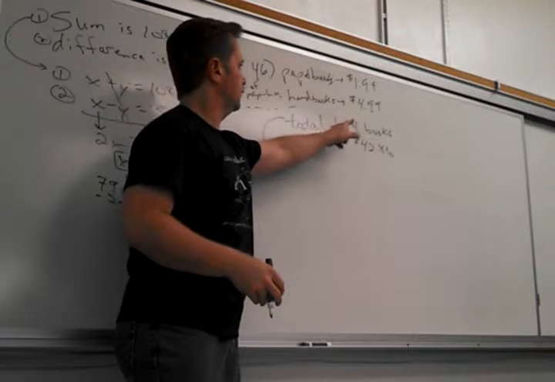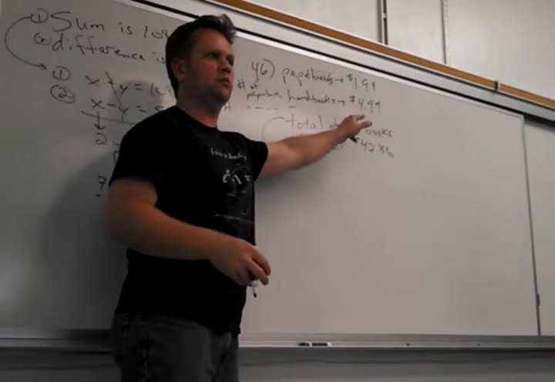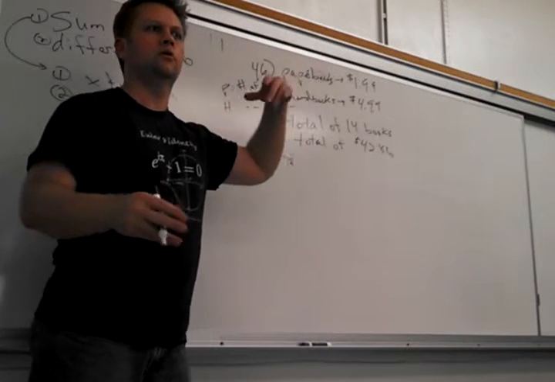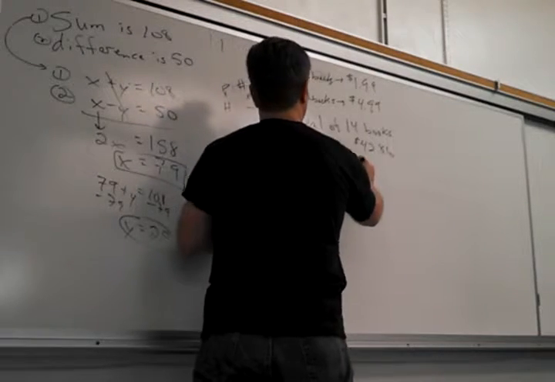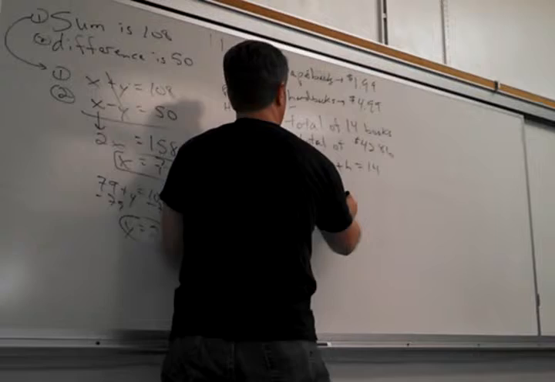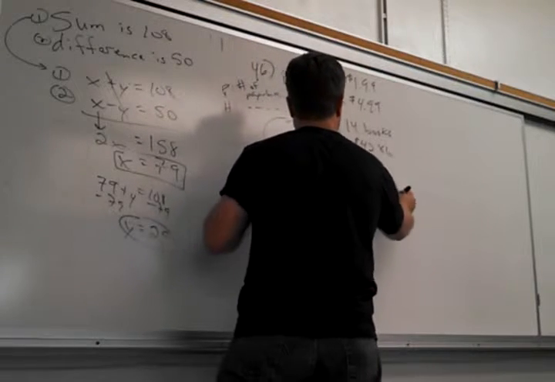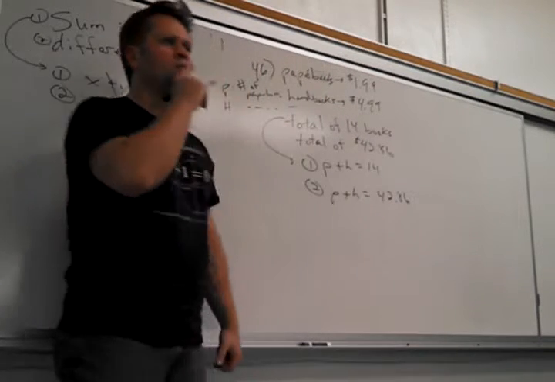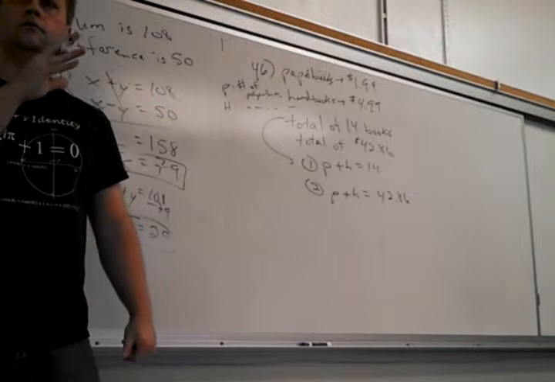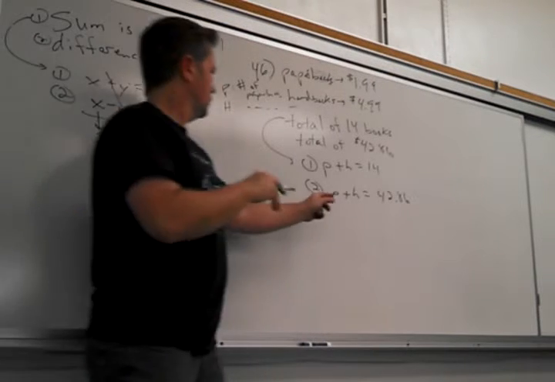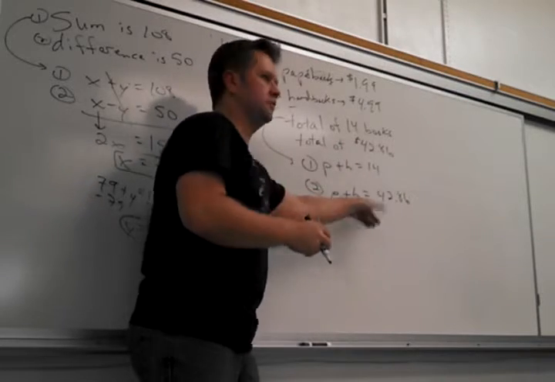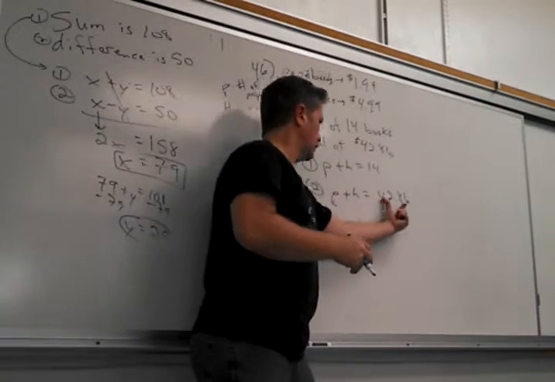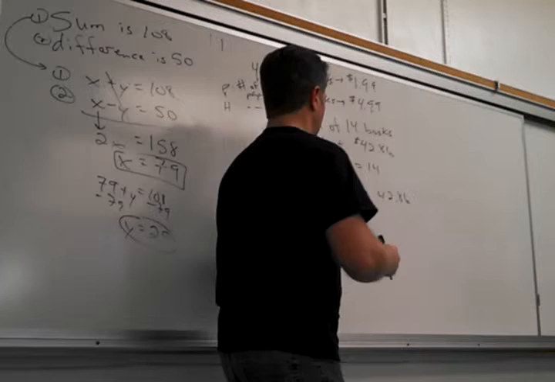So how can I represent this first relationship, the total of 14 books? Beautiful. So one thing is P plus H. Now, what's wrong if I write this? Why is that wrong? Because I got number of books plus number of books equals money. No, it's got to be money plus money equals money, right? So whatever you got here has got to actually match with what you got there.